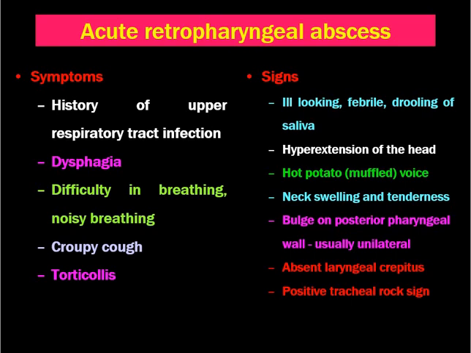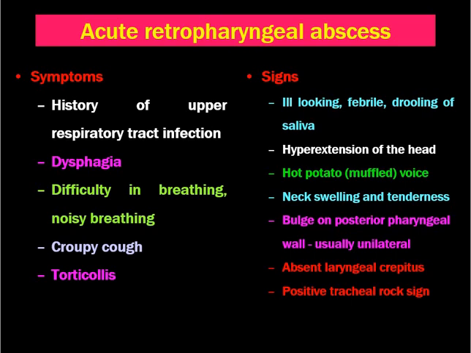This is also a commonly asked question in the university examination: the difference between prevertebral space abscess and true retropharyngeal space abscess. In prevertebral abscess, the pus will be in the midline, or there will be a bulge in the midline, not on one side. The laryngeal crepitus will be absent and there will be a positive tracheal rock sign.